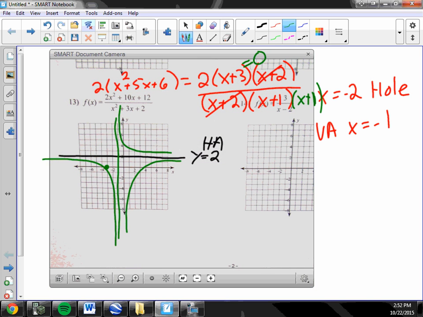But we forgot one thing, the hole. So we go back, and we have a hole at negative 2. So we go over here to negative 2, and we draw a circle right there, because it skips over that point.